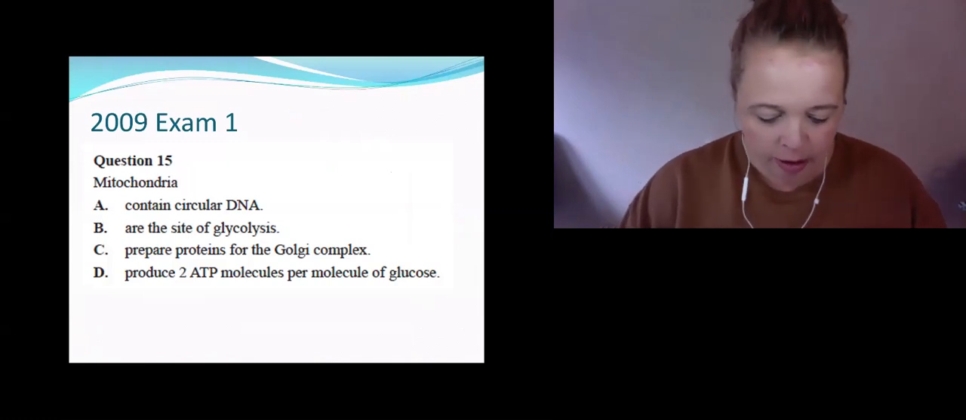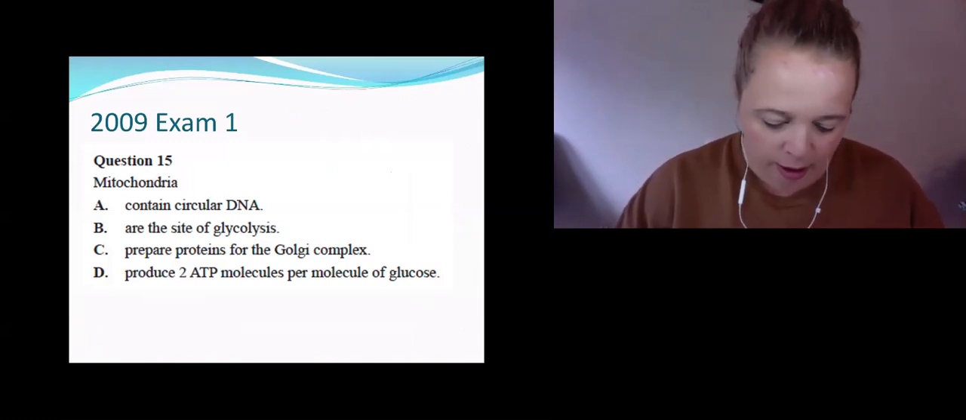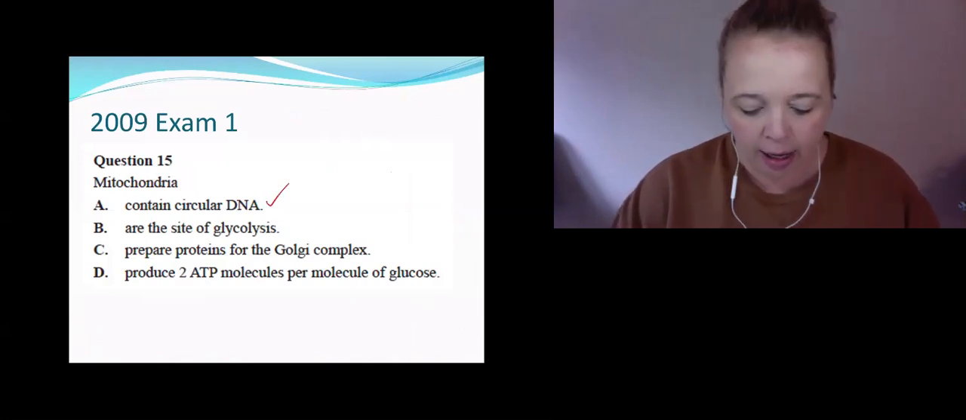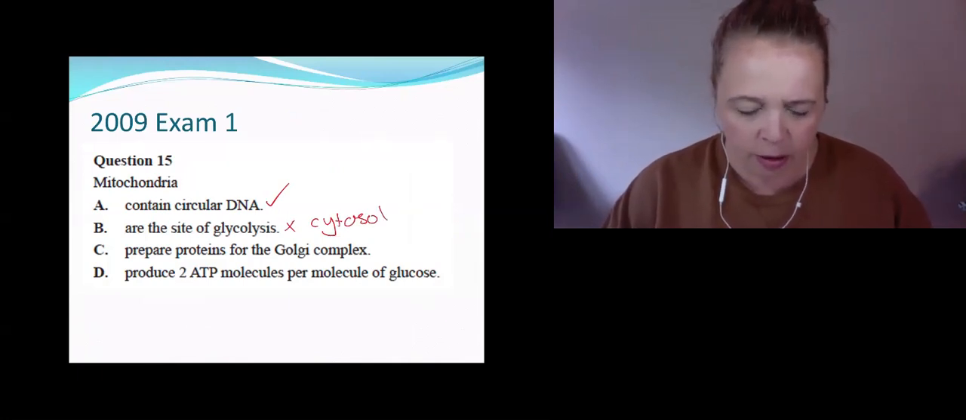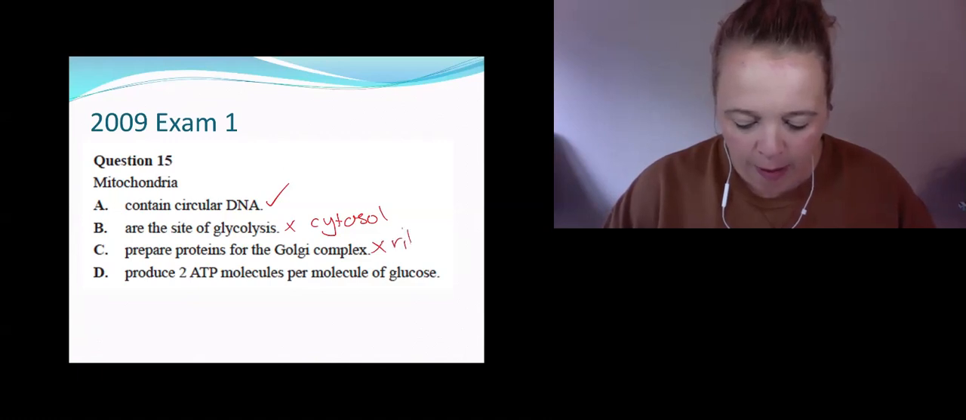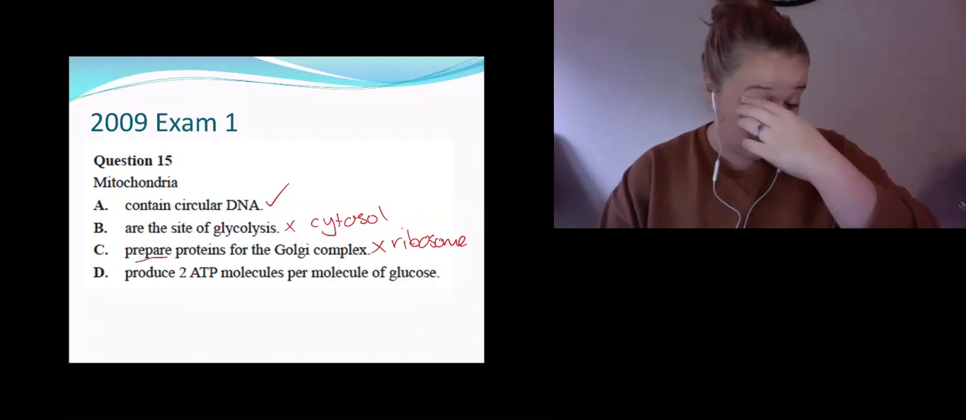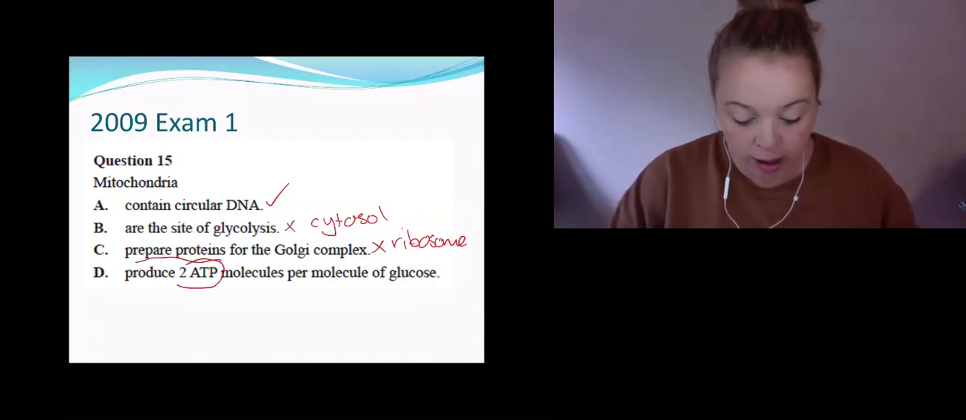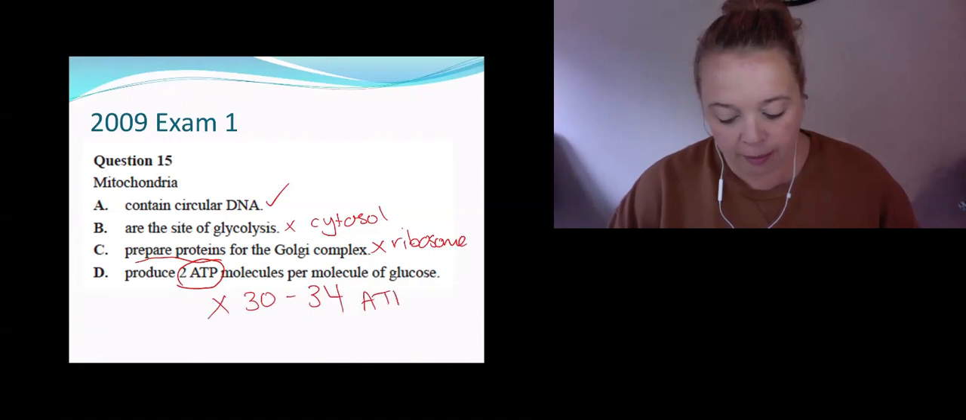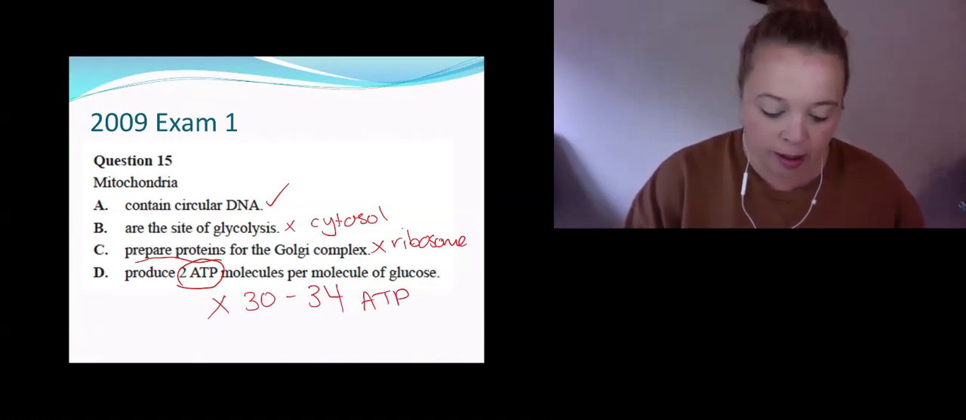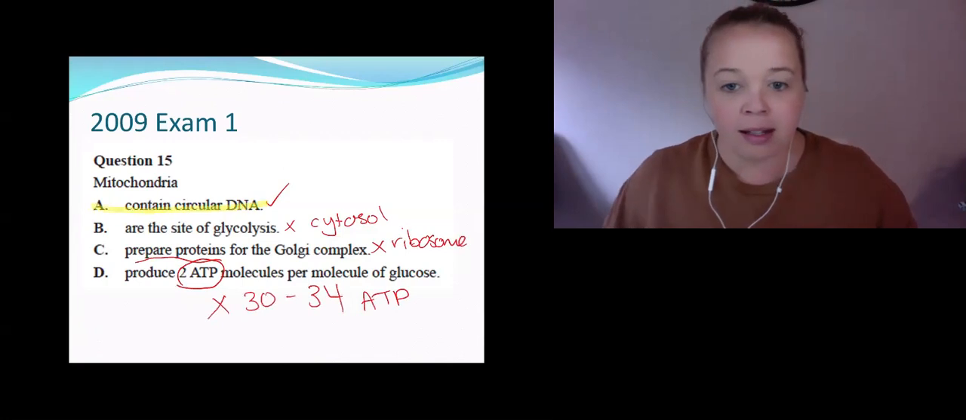Welcome back. So mitochondria, do they contain circular DNA? That sounds reasonable. Are they the site of glycolysis? No, because that's in the cytosol. Do they prepare proteins for the Golgi complex? No, that would be a ribosome. And so anything that's preparing proteins. Do they produce 2 ATP molecules? No, they're going to produce at least 30 and up to 34 ATP. So that one's not correct. So our final answer here is going to be A. And that's the end of those questions.